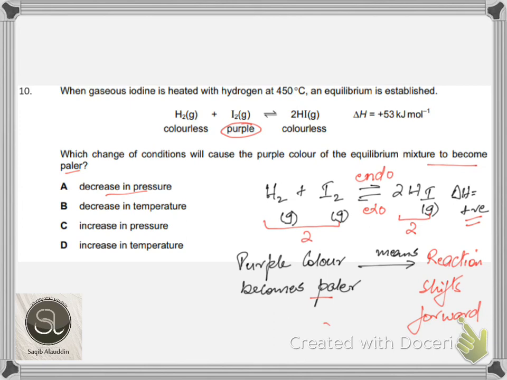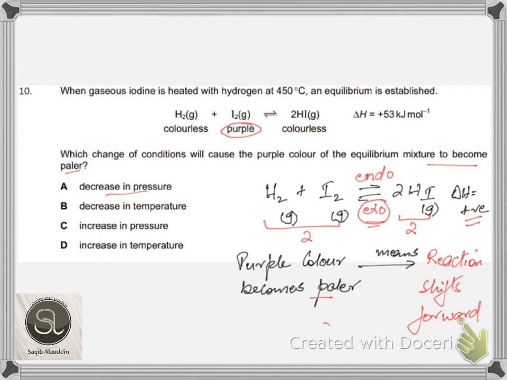Decrease in temperature. Okay, when you decrease the temperature, the exothermic reaction, which is the backward reaction in this case, is favored. So you do not expect B to be your answer. Increase in pressure. Once again, since the moles of the reactants and products are equal, increasing pressure would not shift the equilibrium forward.